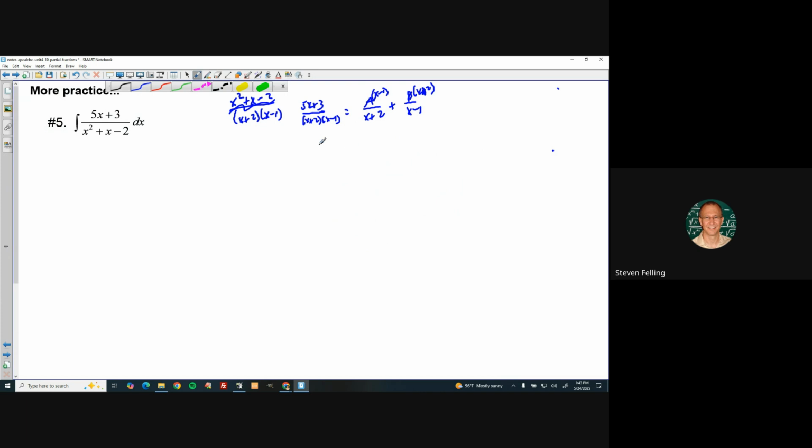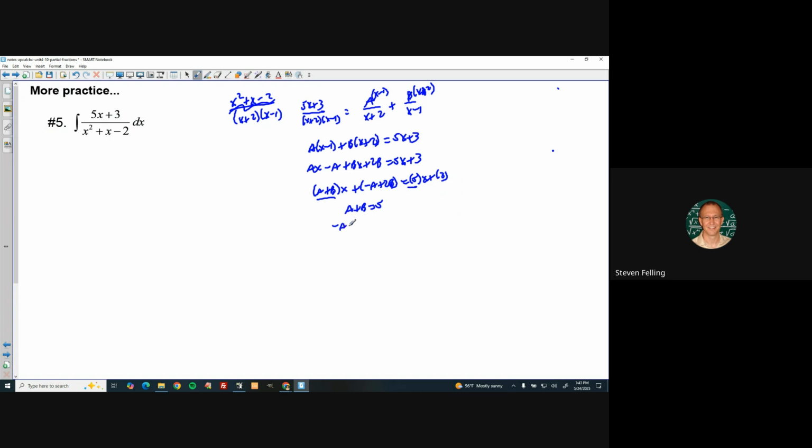Okay. So this would be A times x minus 1 plus B times x plus 2 equals the numerator of 5x plus 3. So we have Ax minus A plus Bx plus 2B equals 5x plus 3, which is A plus B x's plus a constant of negative A plus 2B. And then we have 5x plus a constant of 3. Matching up the x's, we have A plus B equals 5. Matching up the constants, negative A plus 2B has to equal 3.